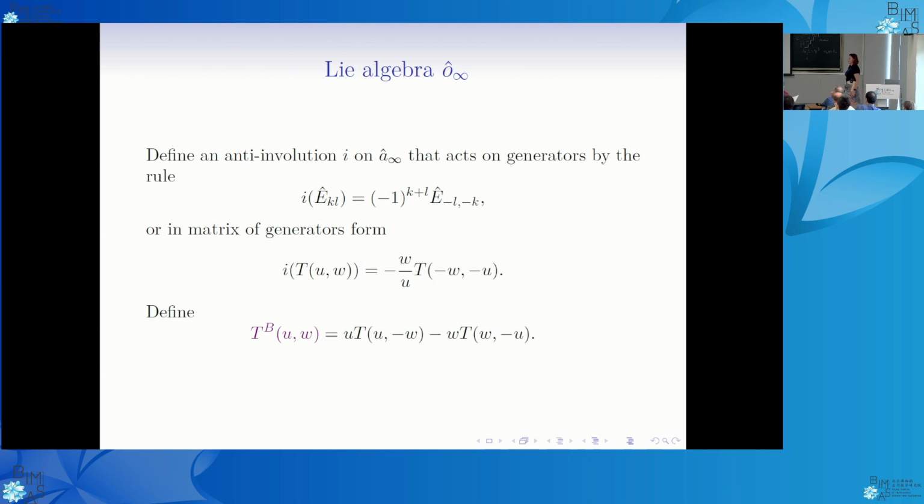So let us again go back to A infinity hat. We go to the matrices which live along the diagonal, not going too far from it. Let us consider an anti-involution on this set, which is defined on the generators by this formula. So this is the anti-involution. We have a formal distribution of generators for those guys, and this is what happens with it when we apply this anti-involution.